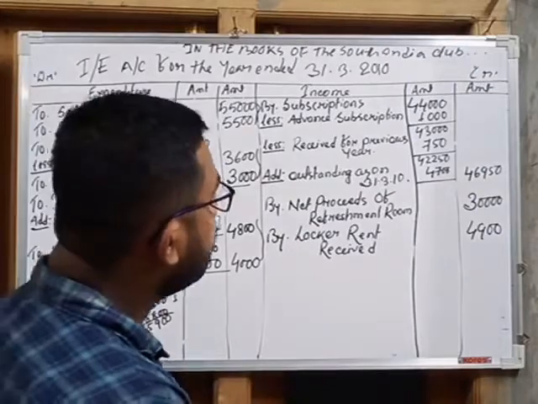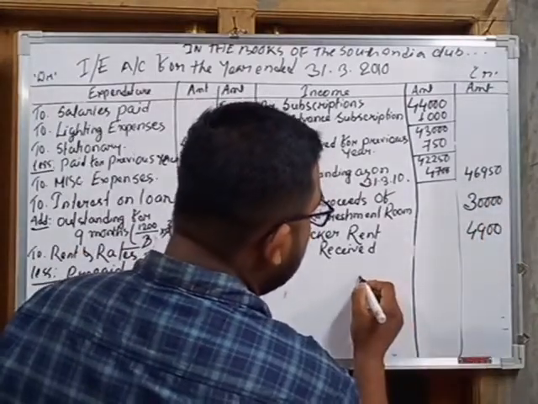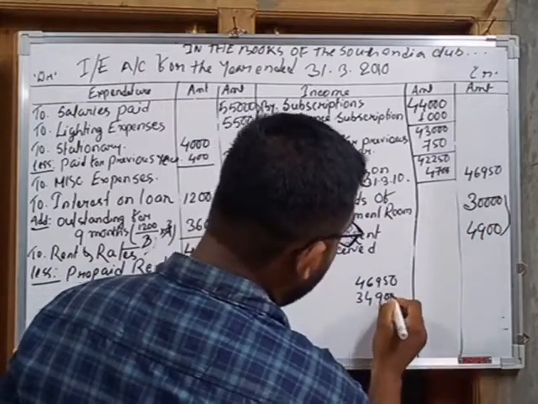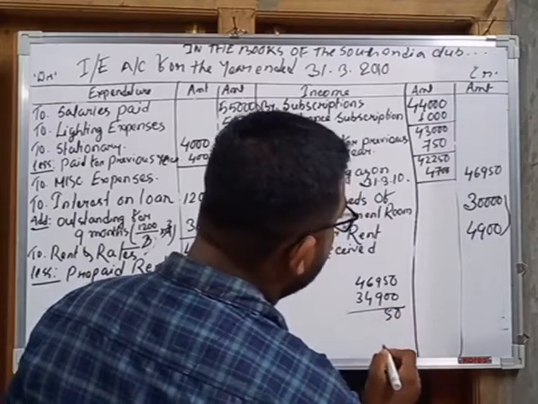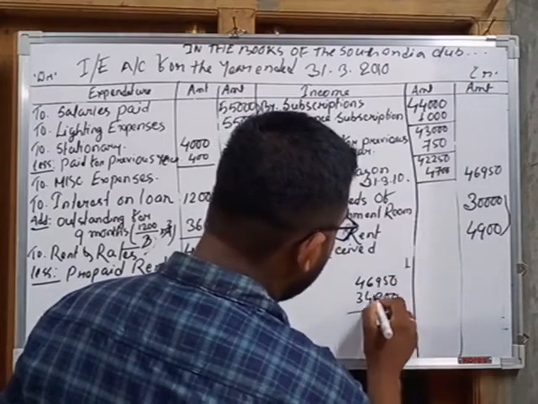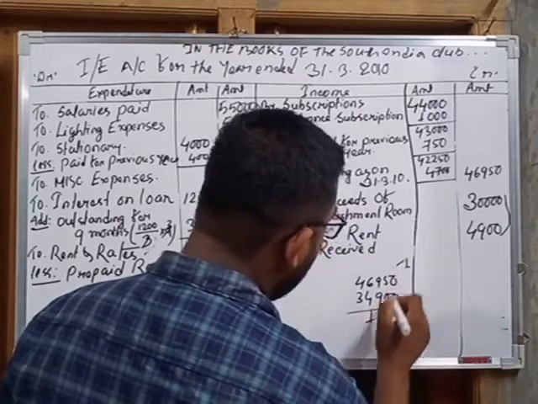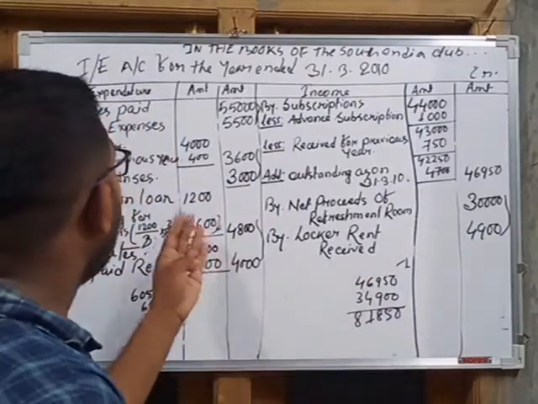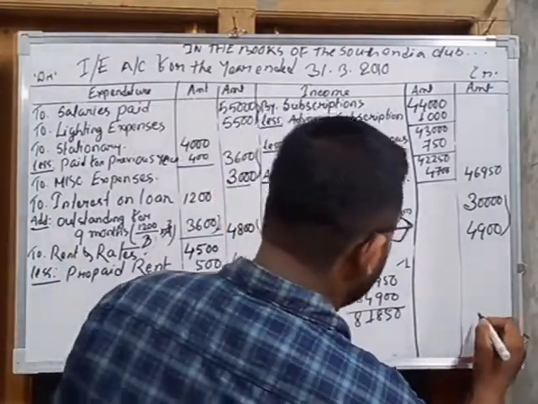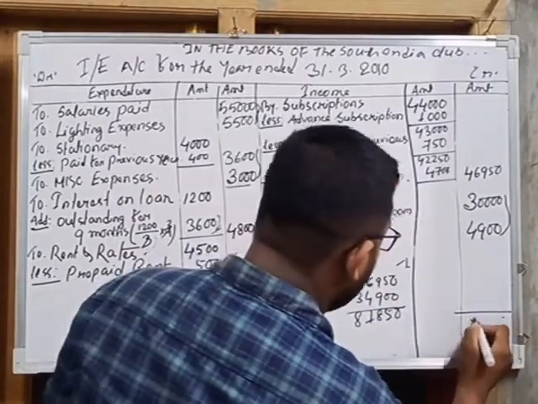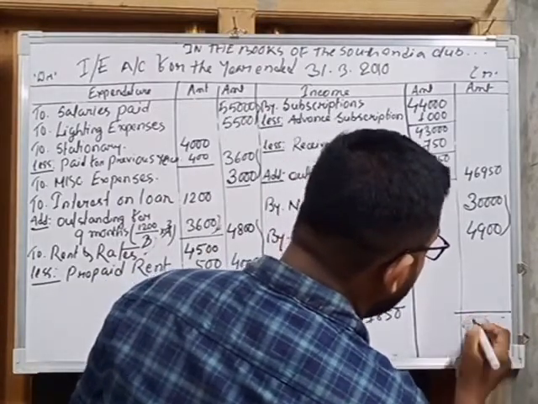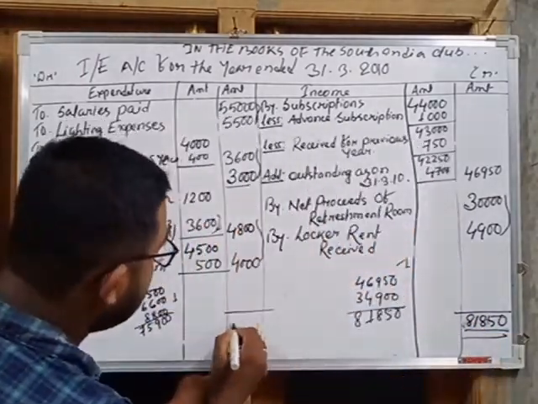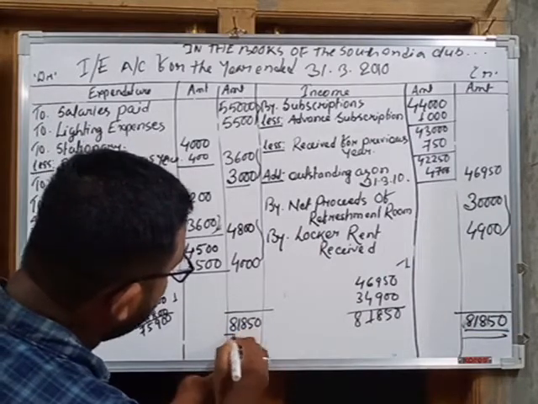Now the income side: 46,950, 34,900, and so on, the total is 81,850. So we can say that the income side is more than the expenditure side. Now we have to put the higher amount on both sides, 81,850 on the income side, and on the expenditure side we also write the larger amount, 81,850.